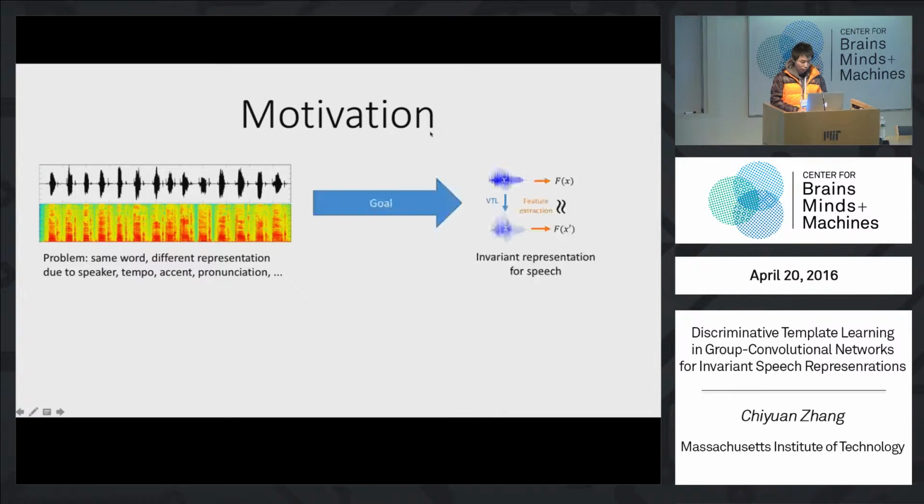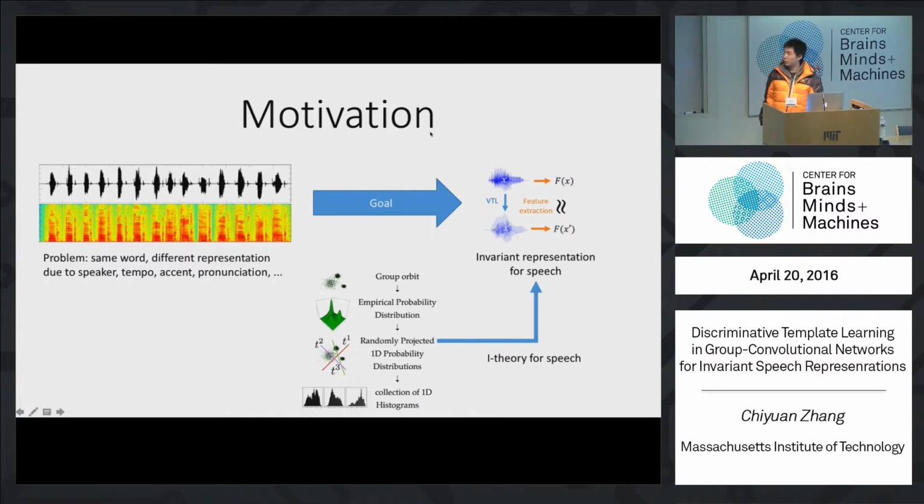So what we want to do is, if we want to recognize the speech or decode the speech, we want to build a representation that is invariant to those kinds of variants or transformations to the speech signal. Basically, if you have a speech signal and it goes through a transformation, you want the final representation after you do some processing to be similar or equal.